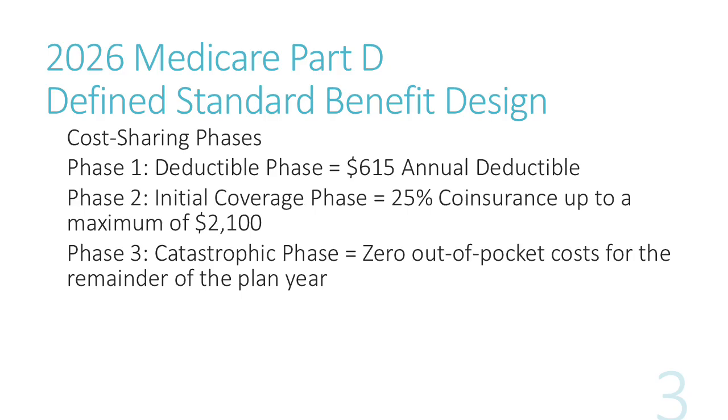So, let's start with the standard benefit design established for all 2026 Medicare Part D prescription drug plans. It includes the three cost-sharing phases. First, the deductible phase of $615. Second, the initial coverage phase of 25% coinsurance, to a total maximum out-of-pocket of $2,100. And third, the catastrophic phase, when an individual pays zero for their prescription drugs for the remainder of the plan year.